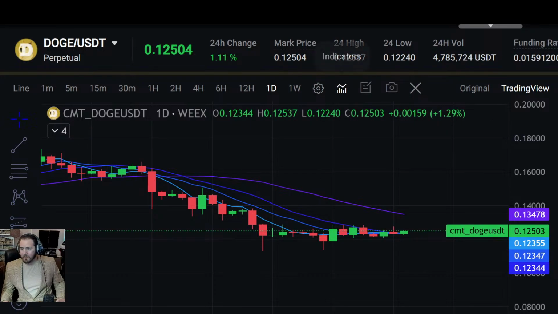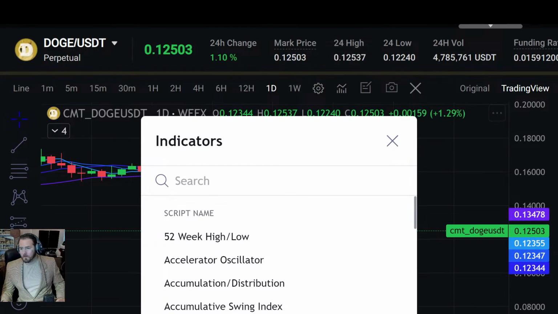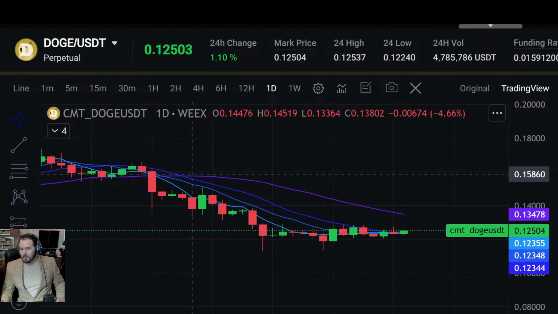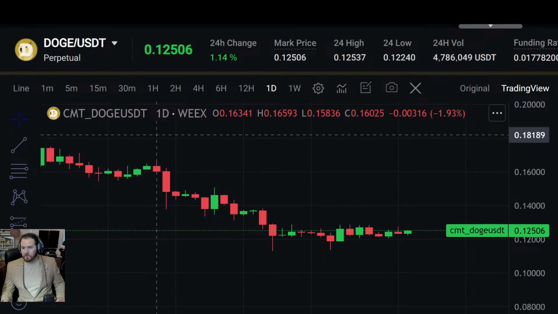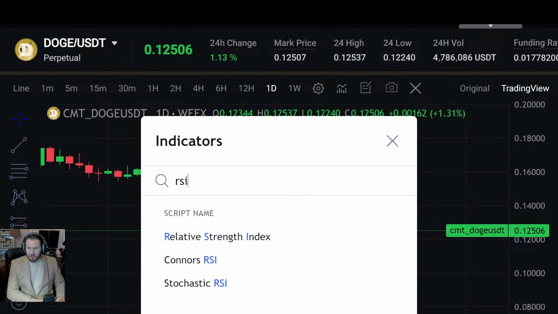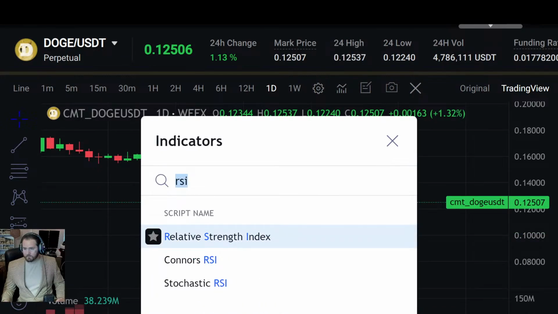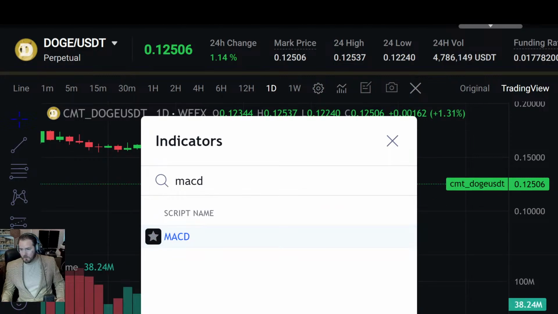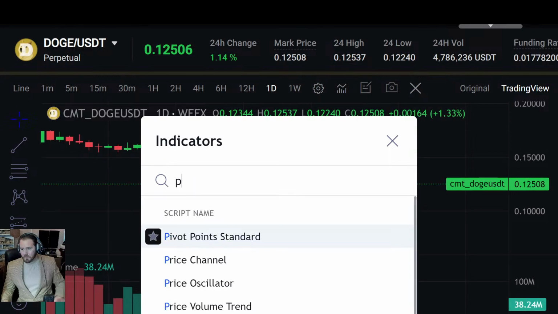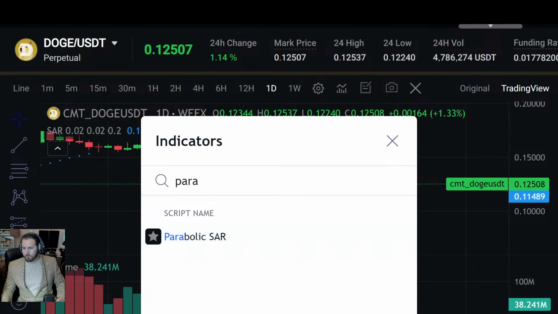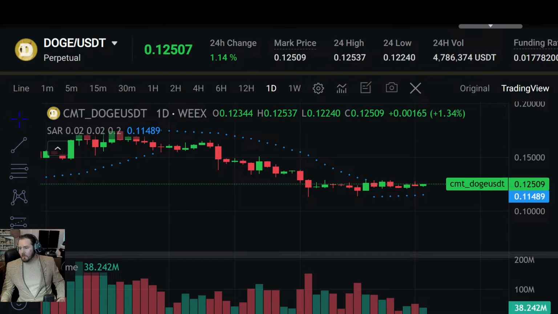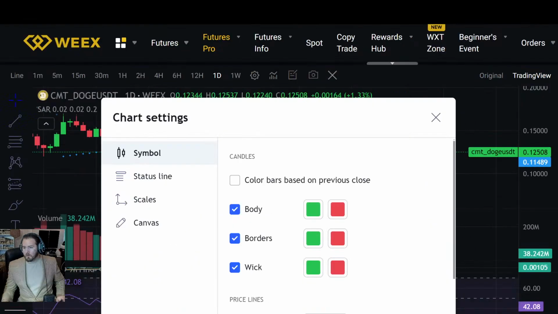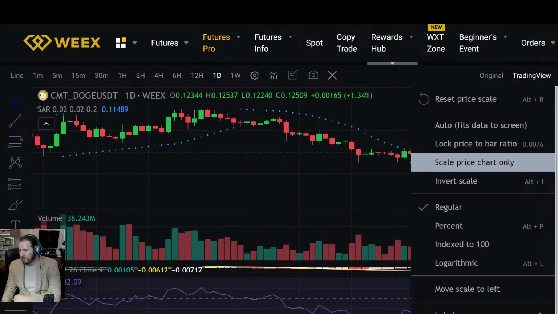At the top here, we can add our indicators. Let me see what indicators I already have. Moving average, 30, 15, 10. Let me take off all those moving averages. And let me go add RSI for my indicator. Favorite MACD. PSAR, Parabolic SAR. And we're going to try to find an entry for a trade. Let me zoom out just a little bit. Let's make this a little bit bigger if we can.